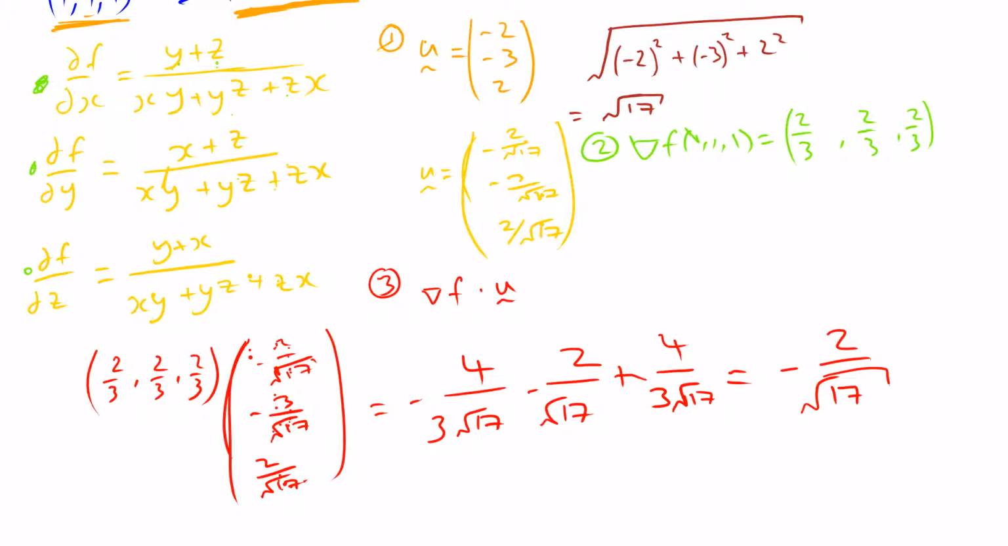So that is the directional derivative of our function f, which is ln of xy plus yz plus zx, at the point 1, 1, 1 in the direction from 1, 1, 1 to -1, -2, 3.